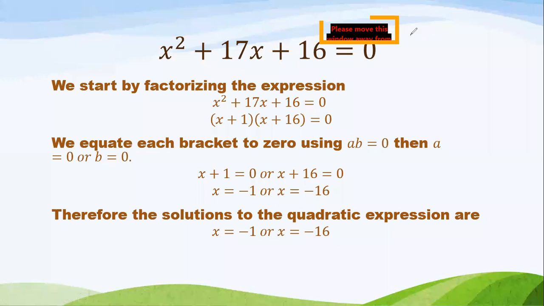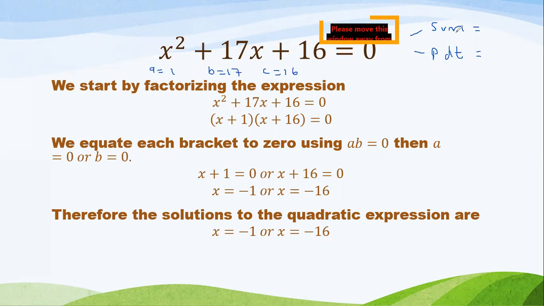Whenever you have a question like this, you start by determining the sum and the product of the answers. Quadratic equations always have 2 answers, so there is the sum and the product of the answers. In this equation, the value of a is equal to 1, the value of b is equal to 17, and the value of c, the constant, is equal to 16.